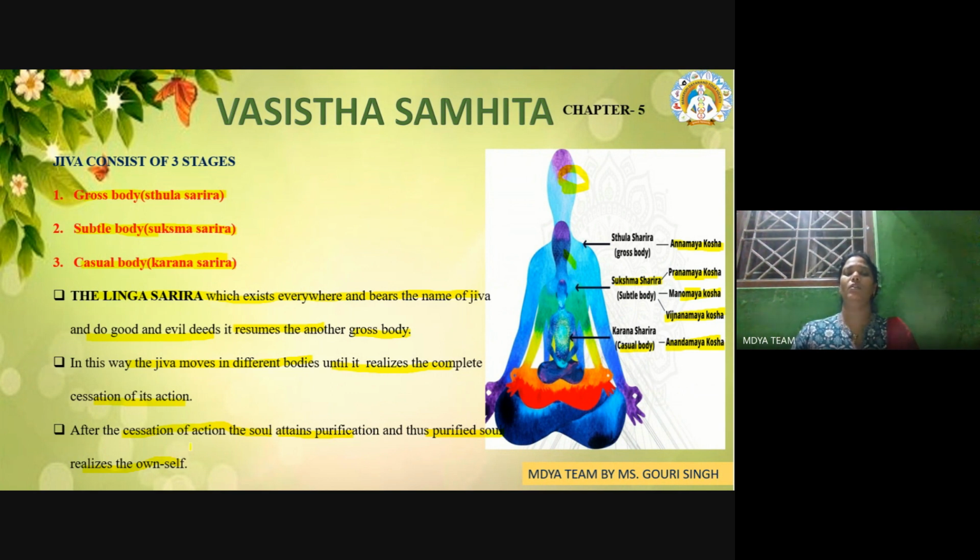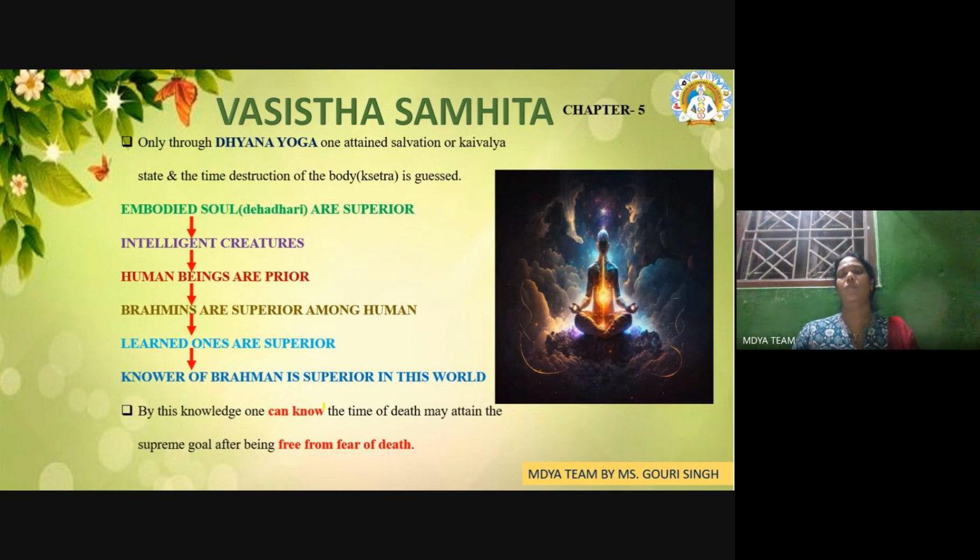He identifies that Brahman is in between, that is the higher state of the jiva. After purification, when all the actions have ceased, meaning all actions are destroyed, its fruits also, because only after that will the soul attain that purified state and be able to realize its own self.